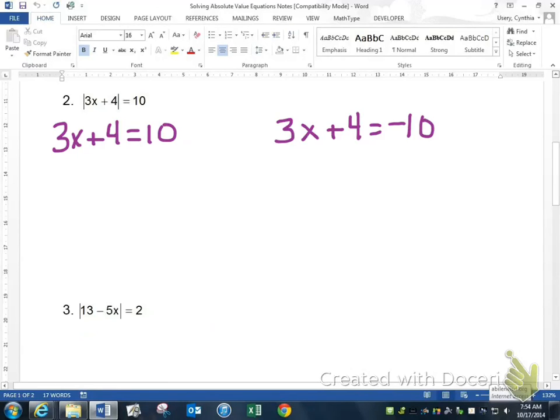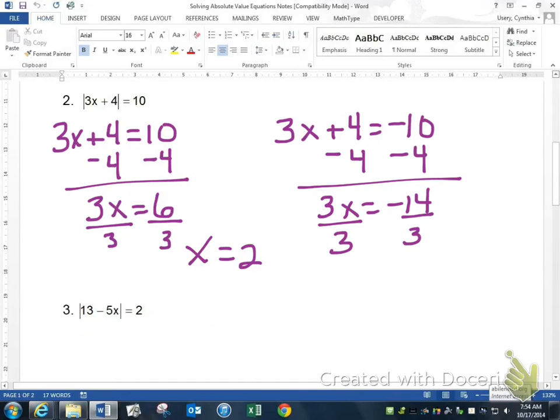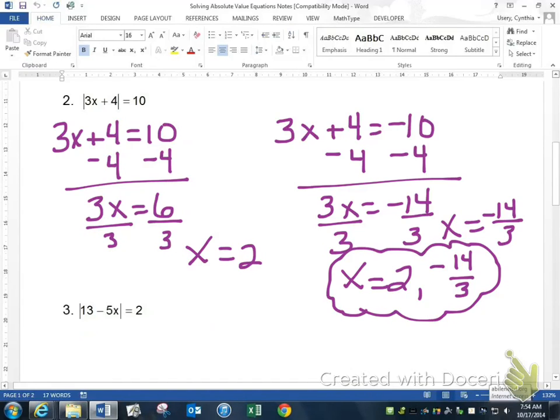So we're going to solve both of them. The first one, we're going to subtract 4, and we get 3x equals 6, divide by 3, and x equals 2. On the second one, you do the same thing. You just solve it. You're going to get a different answer. You're going to subtract 4. 3x equals negative 14. Divide by 3. And x equals negative 14 thirds. So we have two solutions. We have that x equals 2, and it also equals negative 14 thirds. And so that's how you write your solution to this absolute value equation.